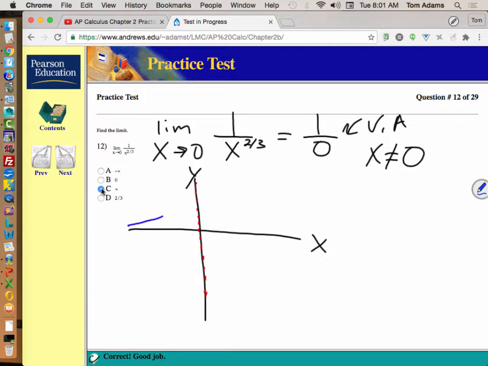Because it goes this direction and this direction, if we come from this direction, it looks like it approaches positive infinity. If we come from this direction, it looks like it approaches positive infinity. If the left side limit and the right side limit are both approaching the same value, then the two-sided limit is the same. Does that make sense? Okay.